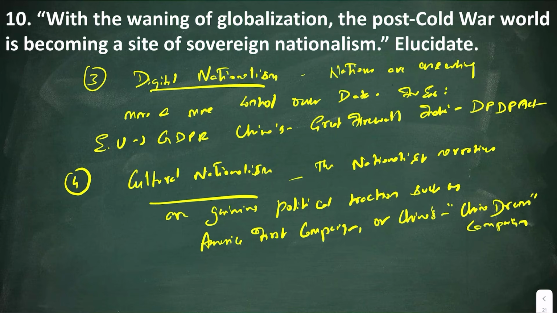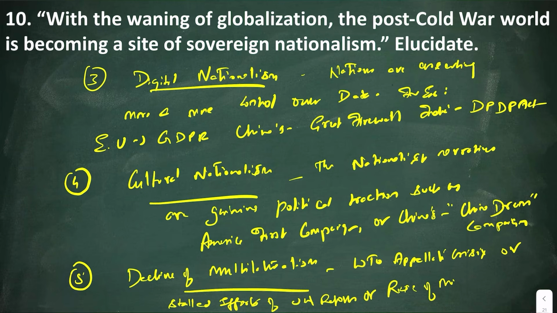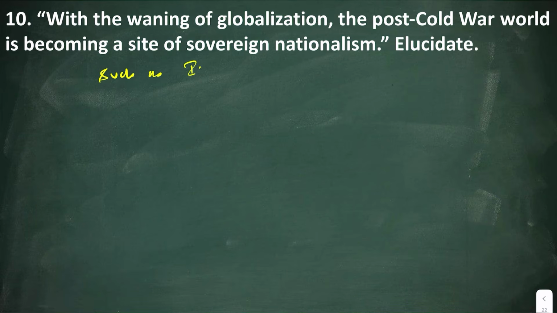This is cultural nationalism. The fifth one is decline of multilateralism. Here you can talk about the WTO appellate crisis or stalled efforts of United Nations reforms or rise of minilaterals such as I2U2, Quad and AUKUS. Okay, this is also a reason. The decline of multilateralism has also resulted in sovereign nationalism.